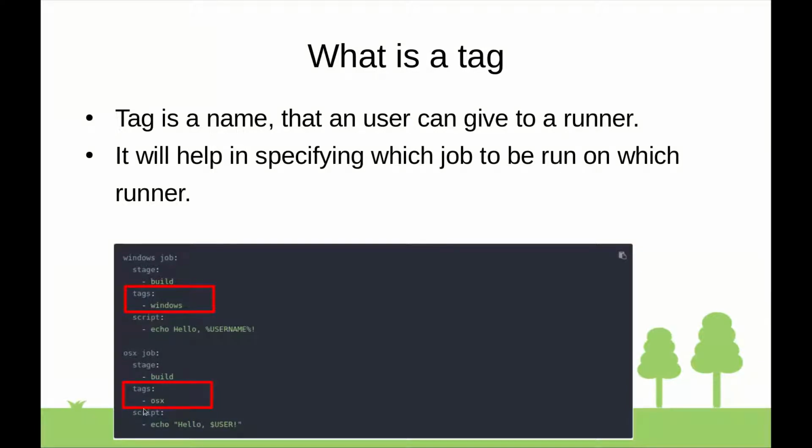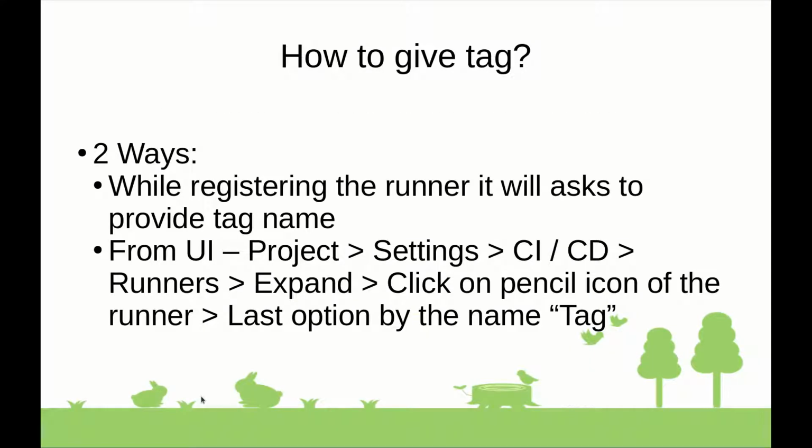So as you can see, for two different jobs, we have mentioned two different GitLab runners. So what will happen is that GitLab will execute these two different jobs on two different runners as mentioned under the tags keyword, and hence the Windows job will be executed by the Windows GitLab runner and the OS X job will be executed by the OS X GitLab runner. How to give the tag?